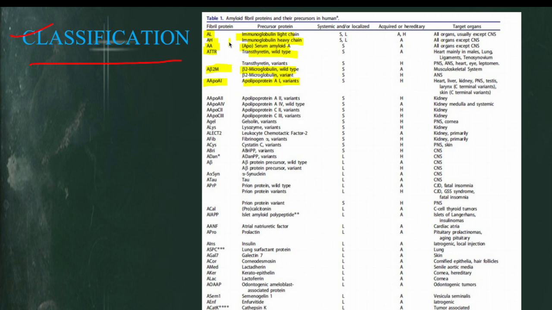Mainly AL, AH and AA affect all organs except the CNS. These three have a common feature that they affect all organs except the CNS. Now there is a protein, A tau protein, which is tau, and it affects the CNS in Alzheimer's disease.